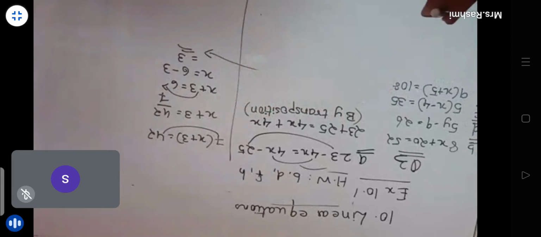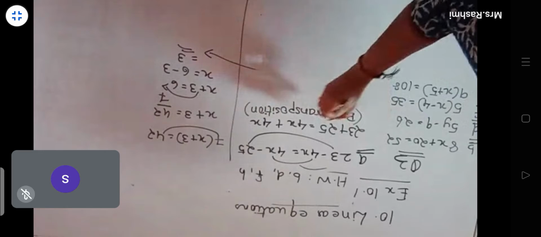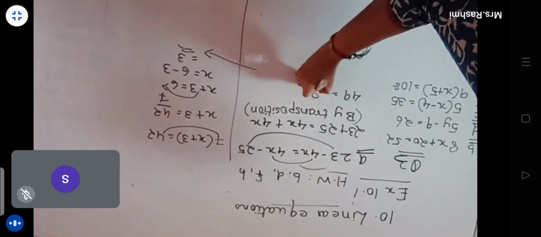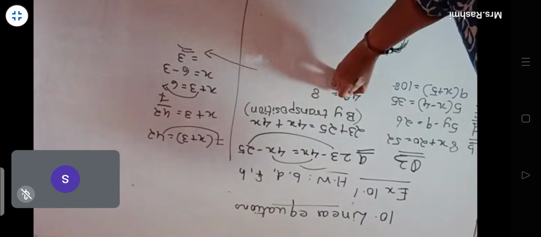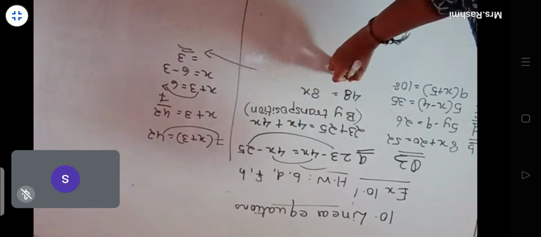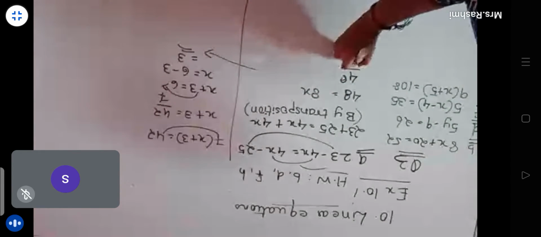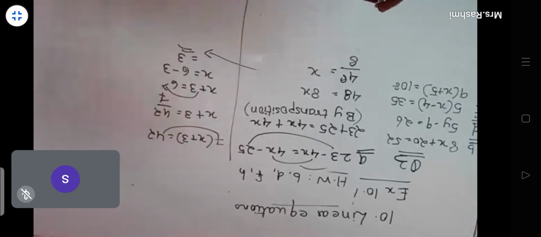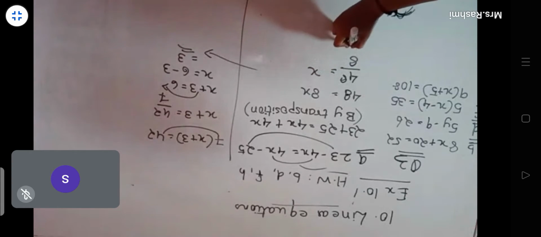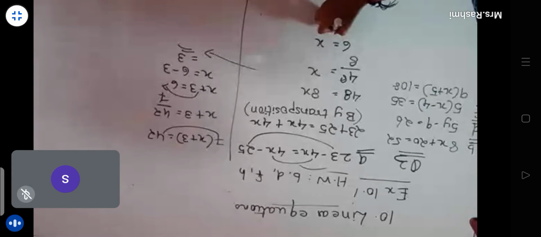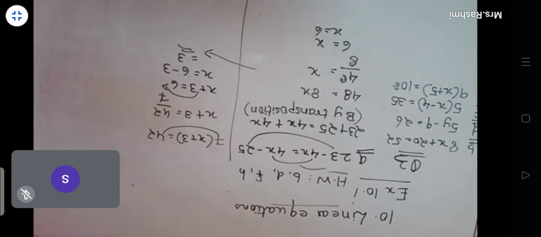Because that is what they want, the answer to be found out in that way. So we have 48 is equal to 8x. So 48 upon 8 is equal to x. 6 is equal to x, or x is equal to 6. The question says find the value of x. So we have found the value of x.